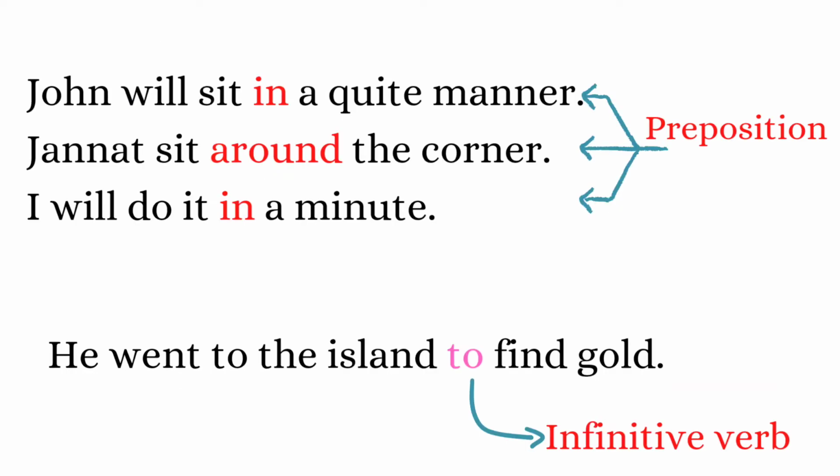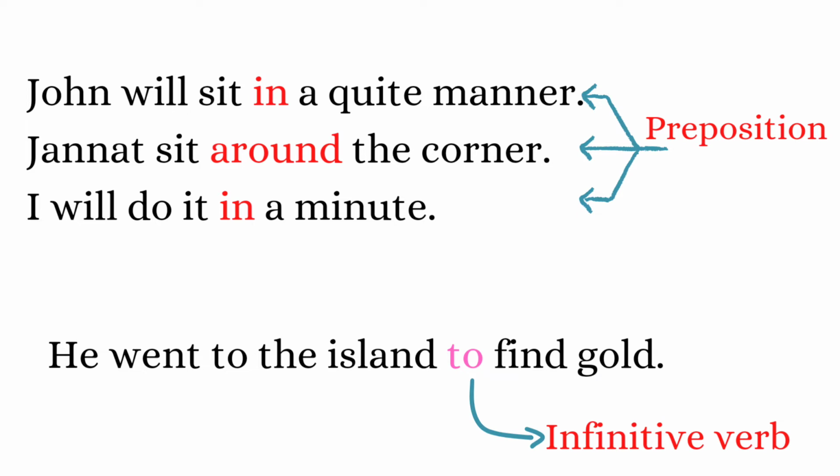Now look at these words in the adverbial phrases: around and in. You might recognize these are prepositions. Look at the first sentence, in a quiet manner. In is a preposition, in a quiet manner is a prepositional phrase, and it is also an adverbial phrase. In the second example, around is a preposition, around the corner is a prepositional phrase, and it is also an adverbial phrase.